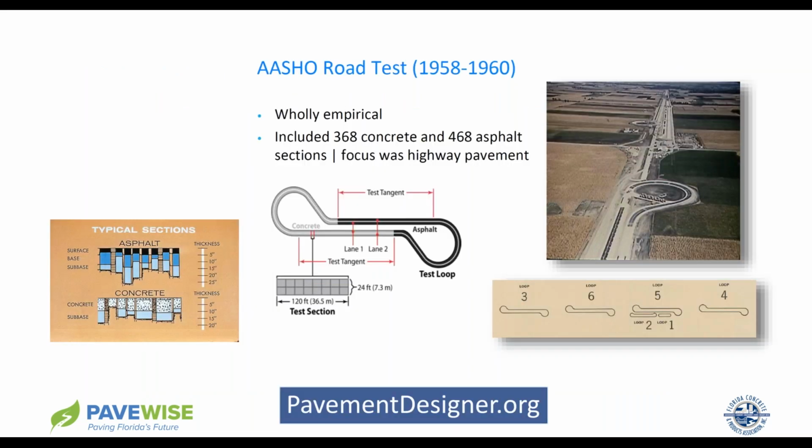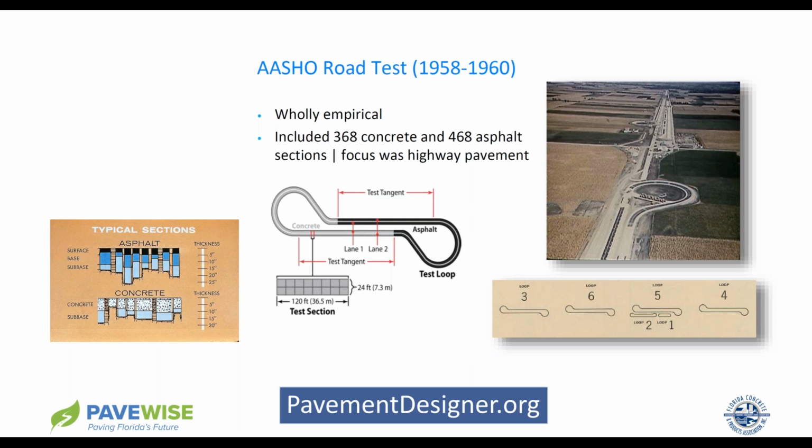And here's a photo of the Asheville road test on the right-hand side. And this test took place in the late 50s, early 60s. And basically what they did is they drove heavy trucks, for the time, heavy trucks, over 368 concrete and 468 asphalt sections. And the focus was highway pavement, so they were at relatively high speed for the time. And what they did is they kept on rolling on it until the sections failed.